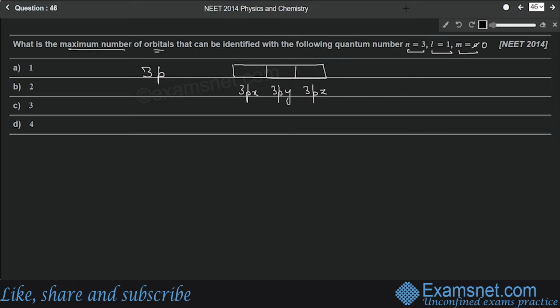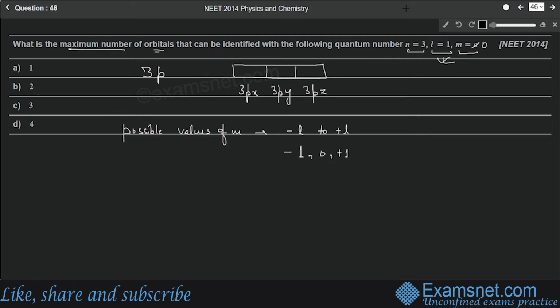Now here the possible values of m are minus L to plus L. Okay, that means since L is equal to 1 here, the possible values of m are minus 1, 0 and plus 1.